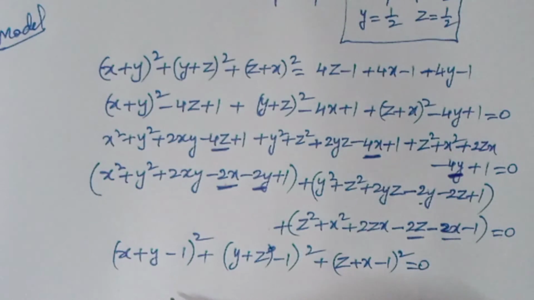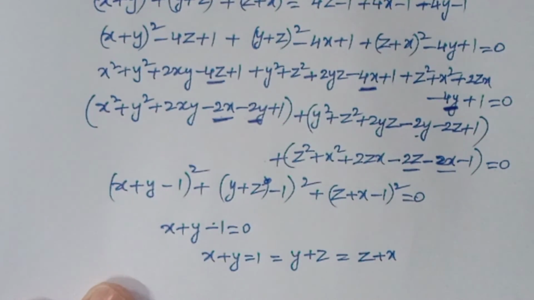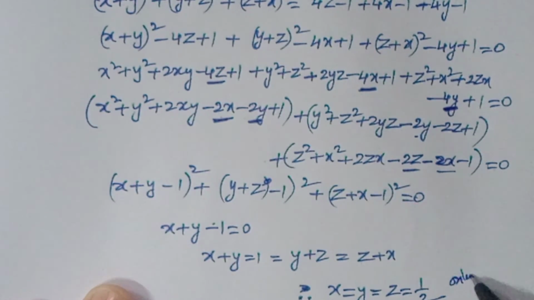So here we will get x plus y minus 1 equal to 0, x plus y equal to 1, y plus z is equal to 1, z plus x is also 1. Therefore x is equal to y is equal to z is equal to 1 by 2 is the only solution.